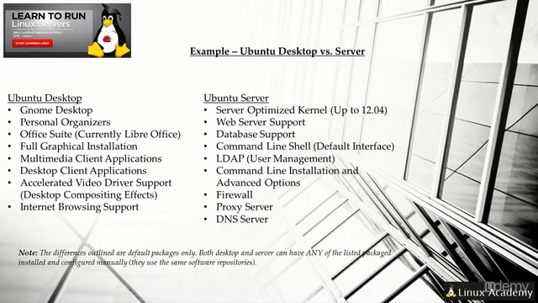Whereas on the server, you'll have a server-optimized kernel, at least up to Ubuntu version 12.04. The kernel that came with the long-term support for the server version was optimized for server support, although there is no difference currently between 12.04, 12.10, and 13.04 Ubuntu desktop and server kernel versions. But Apache web server support, database support, that LAMP stack that we talked about before. The command line shell, which is the default interface, LDAP for user management, command line installation, and advanced options during installation, which will support things like advanced RAID options, RAID card options, drivers that aren't normally installed with the desktop version of Linux. And it can also function as a firewall, a proxy server, and a DNS server.